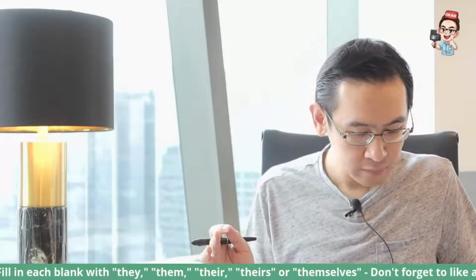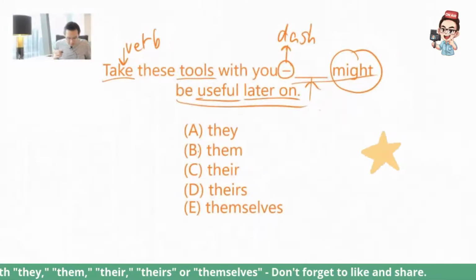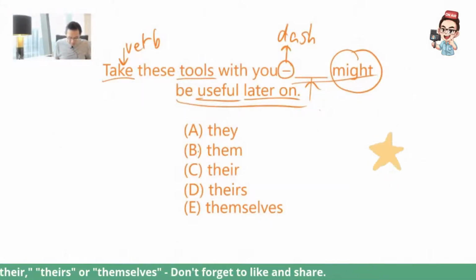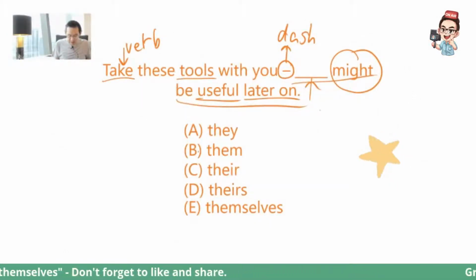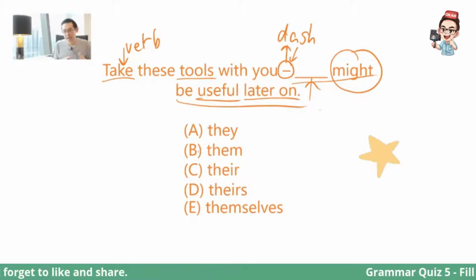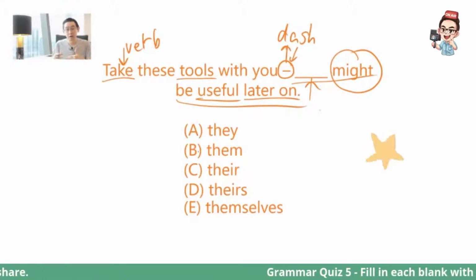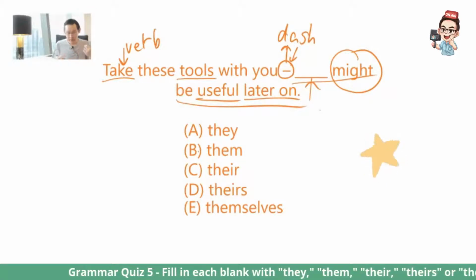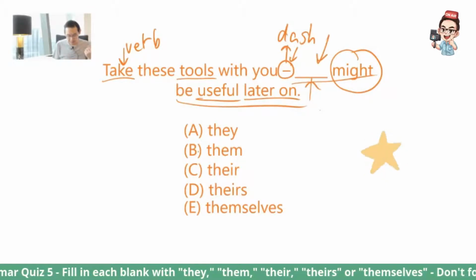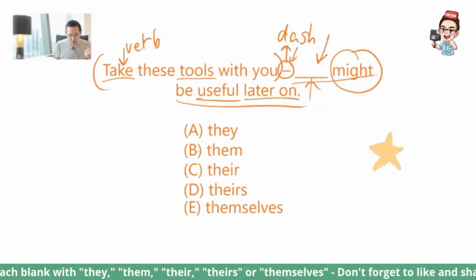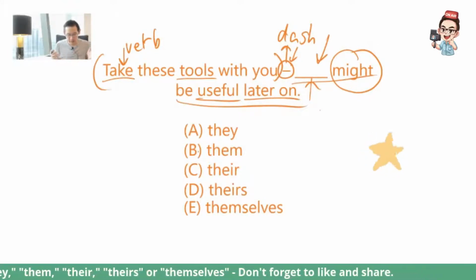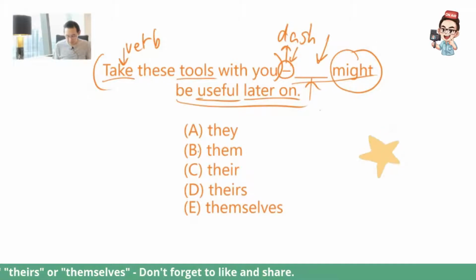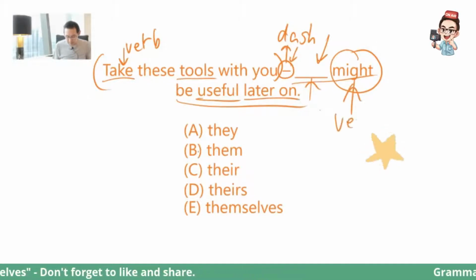Okay. As you can see, a dash is used to give more information. So it's like beginning a new part of a clause. Okay, we count it as a different clause. So if we have to decide what we write in this blank, we don't have to focus on this part. We don't have to care about take these tools with you. And might is a verb. Okay, in this case, it's a modal verb.